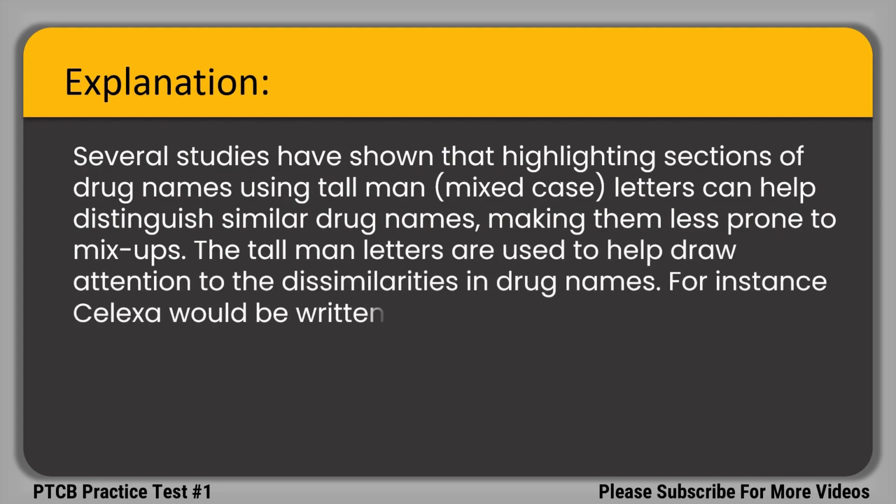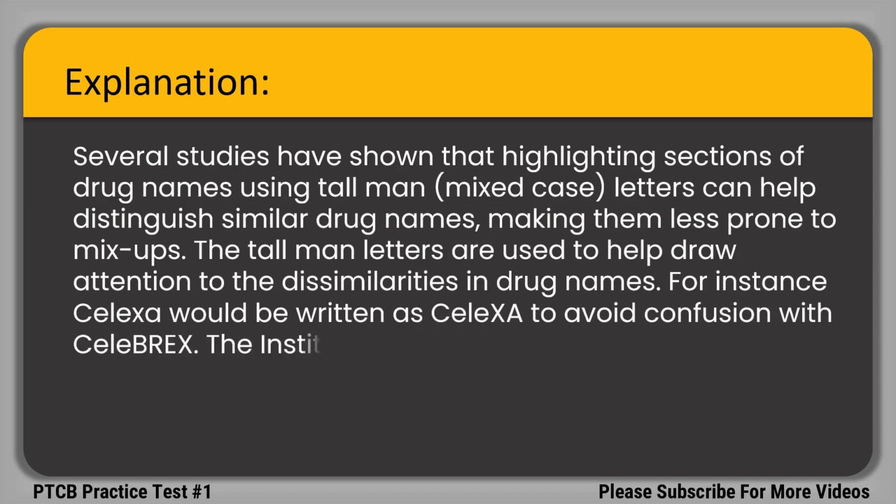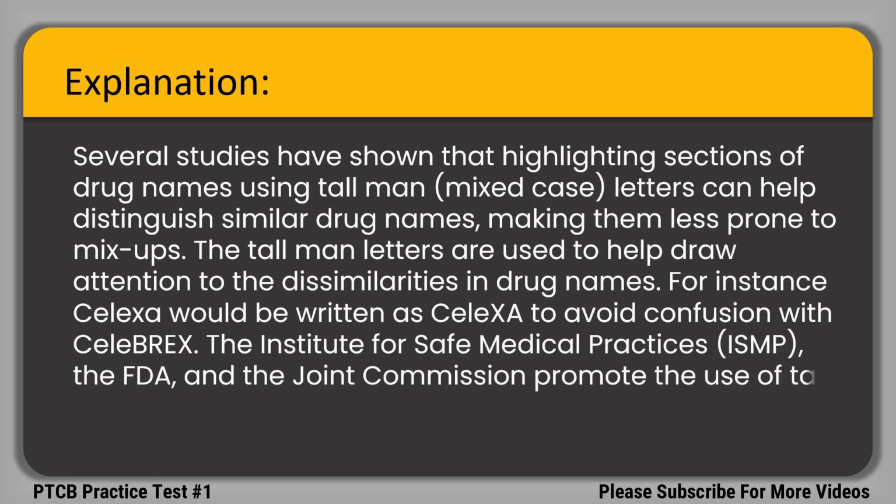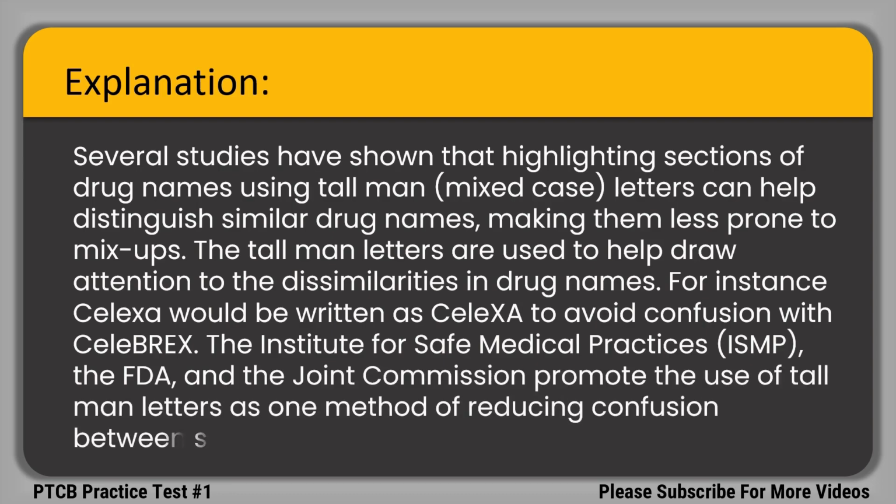The Tallman letters are used to help draw attention to the dissimilarities in drug names. For instance, Celexa would be written with capitals C, X, and A to avoid confusion with Celebrex, which has a capital C, capital B, R, E, and X. The Institute for Safe Medical Practices, ISMP, the FDA, and the Joint Commission promote the use of Tallman letters as one method of reducing confusion between similar drug names.